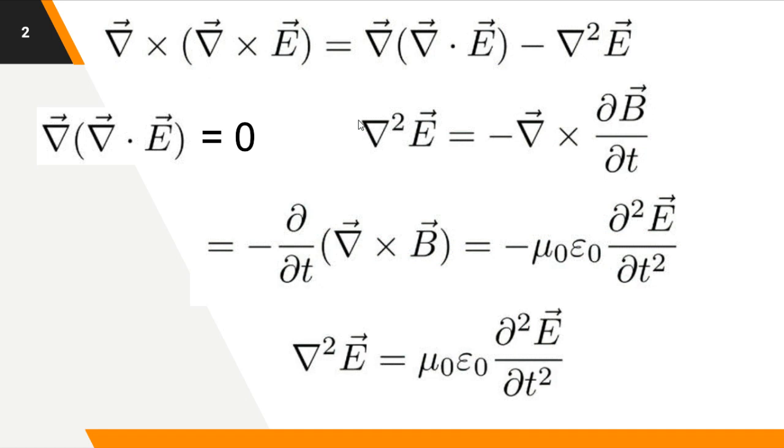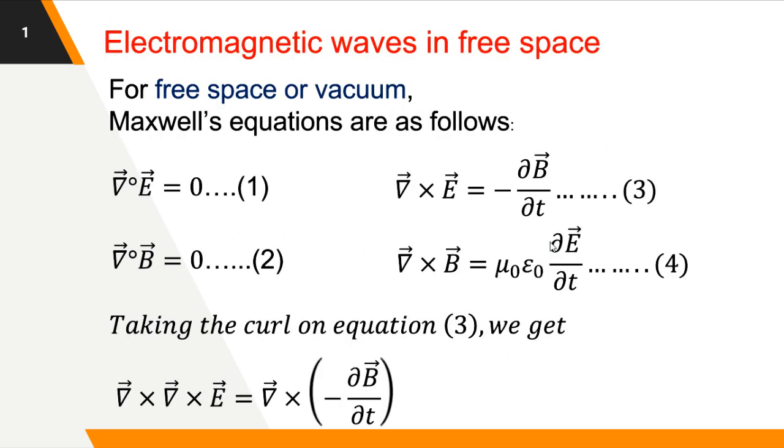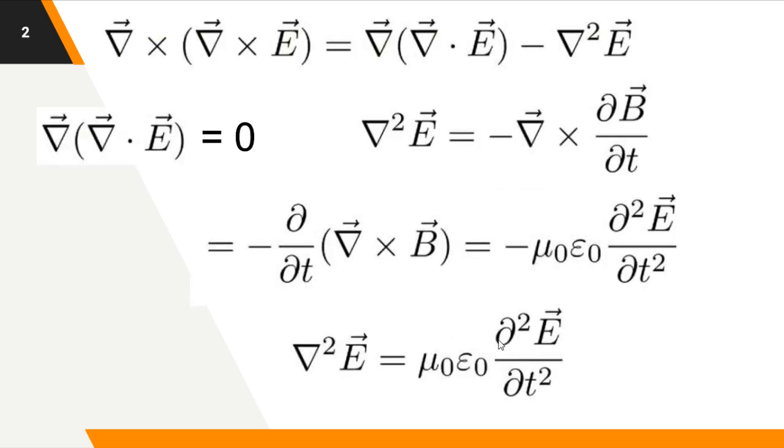So what is left here? Minus del square E is left on this particular side. Minus del square E is equal to minus del cross dou B by dou T. The minus sign was a printing mistake here, minus del square E. Now you take the del cross inside. In the place of del cross B, you write mu naught epsilon naught dou E by dou T. So when you write that, it becomes dou square E by dou T square. So del square E is equal to mu naught epsilon naught dou square E by dou T square.